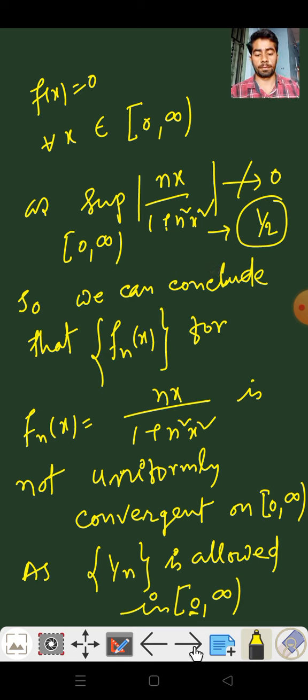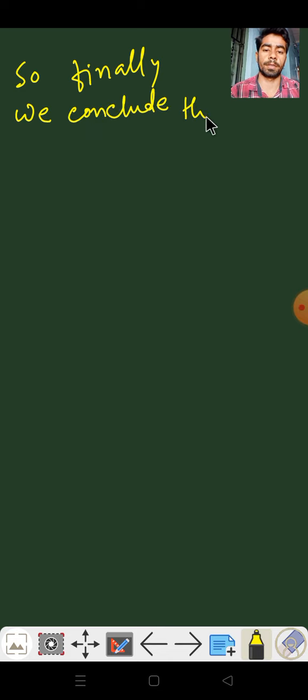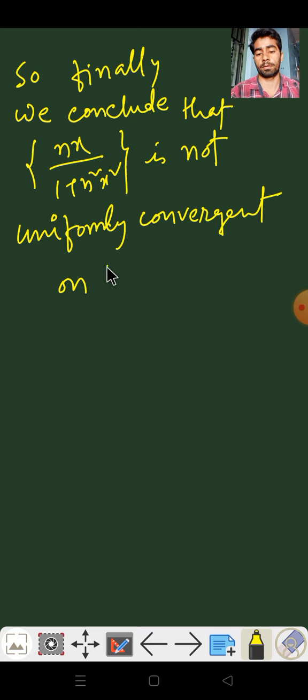So finally we conclude that the sequence of function nx divided by 1 plus n square x square is not uniformly convergent on the closed interval 0 to infinity.